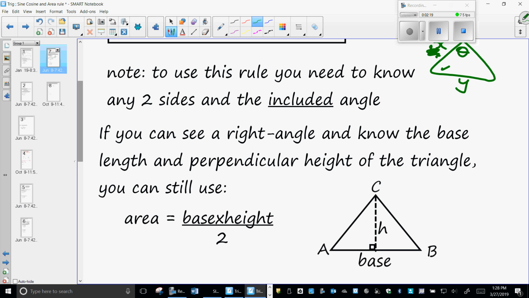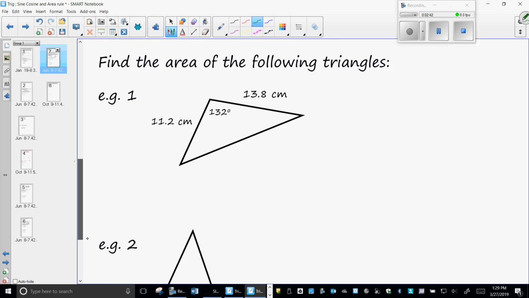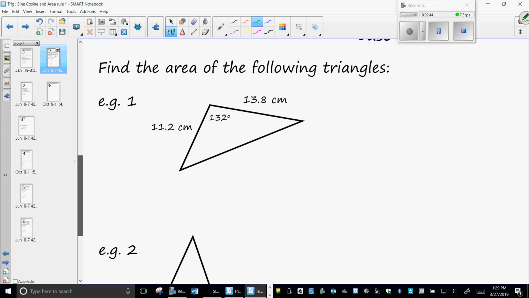Now, obviously, if there is a right angle in there and you know the perpendicular height, you can use the good old base times perpendicular height divided by 2. So don't stress that you have to use that formula. Sometimes you can just go back to basics and use base times height divided by 2. But it has to be the perpendicular height. So for this one here, we know two lengths and the angle in between them, so we're good to go.